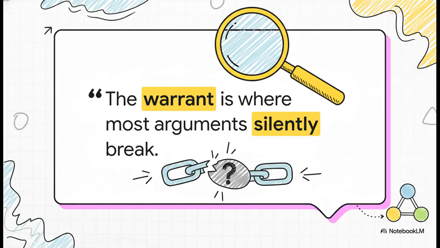So imagine someone says, hey, the company's profits are down. That's the data. So we should definitely fire the CEO. That's the claim. The unstated warrant, the hidden belief, is that the CEO is solely responsible for profits. Is that true? Maybe, maybe not, but finding and questioning that hidden warrant, that is the single most powerful thing you can do when you're analyzing someone else's argument.